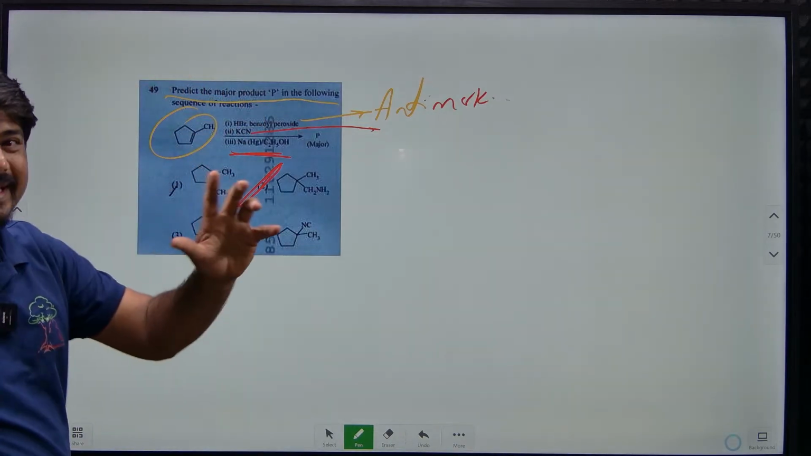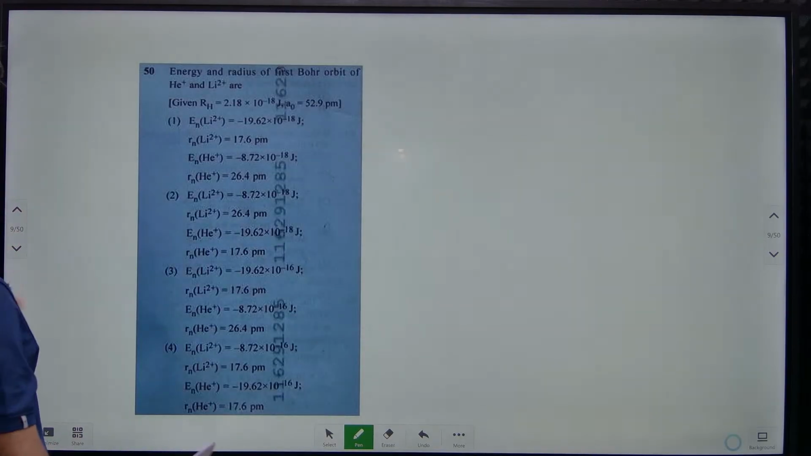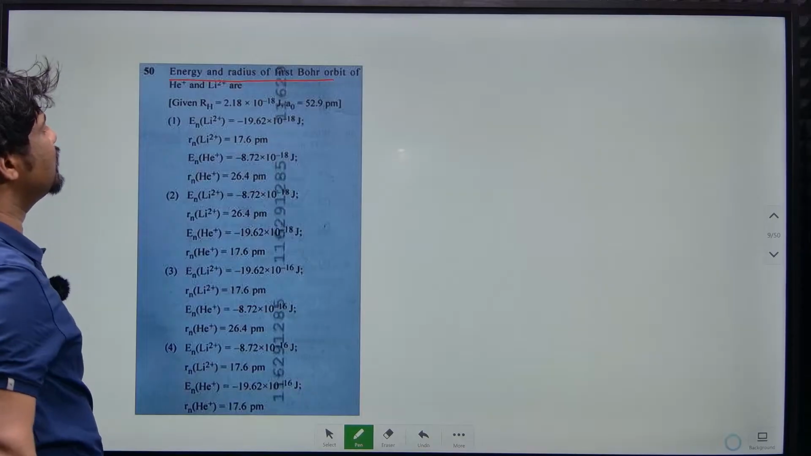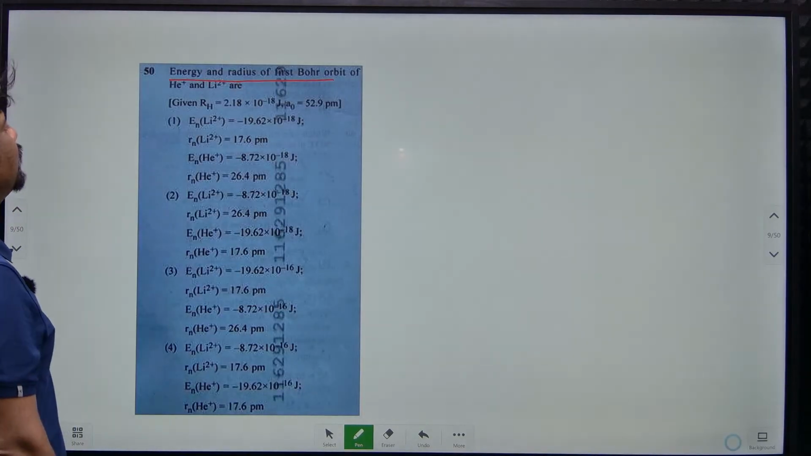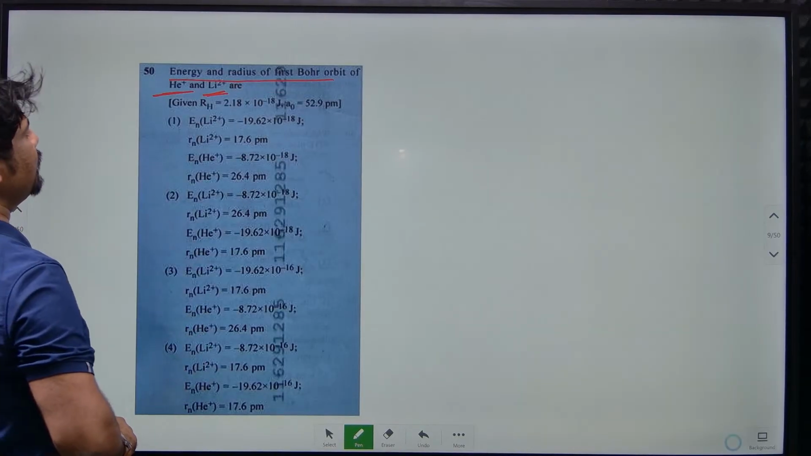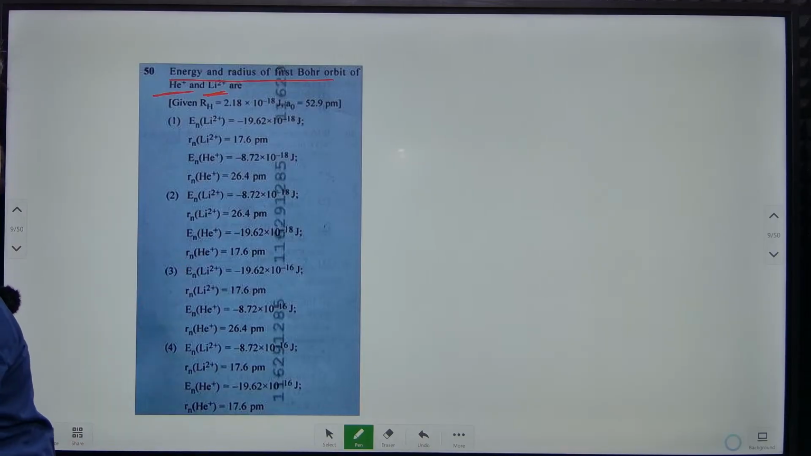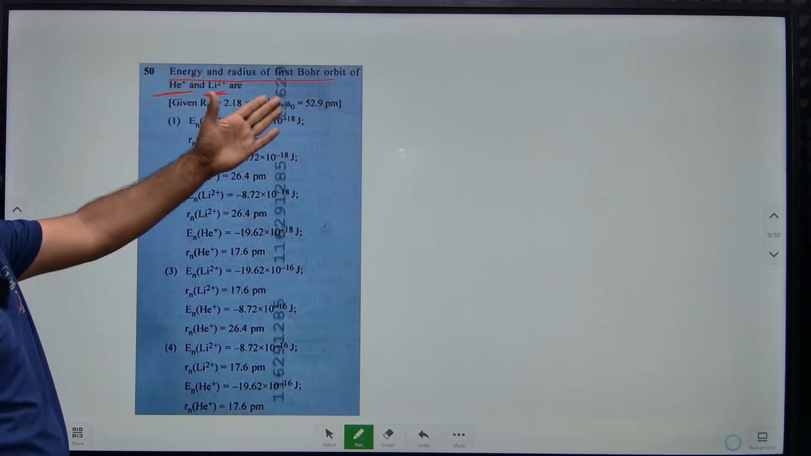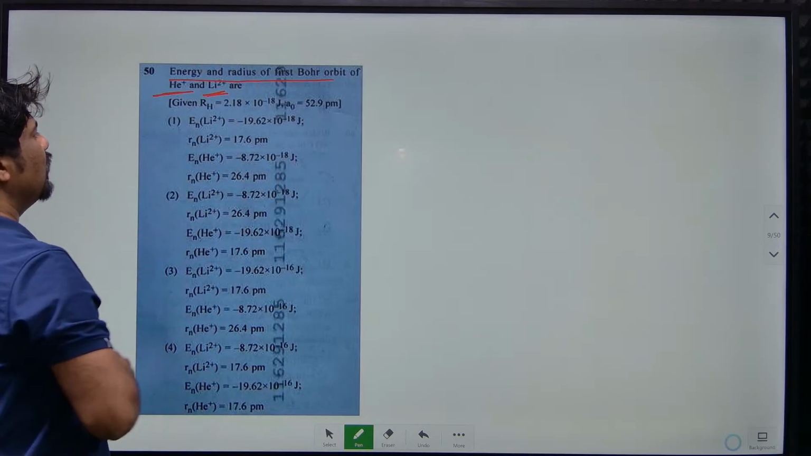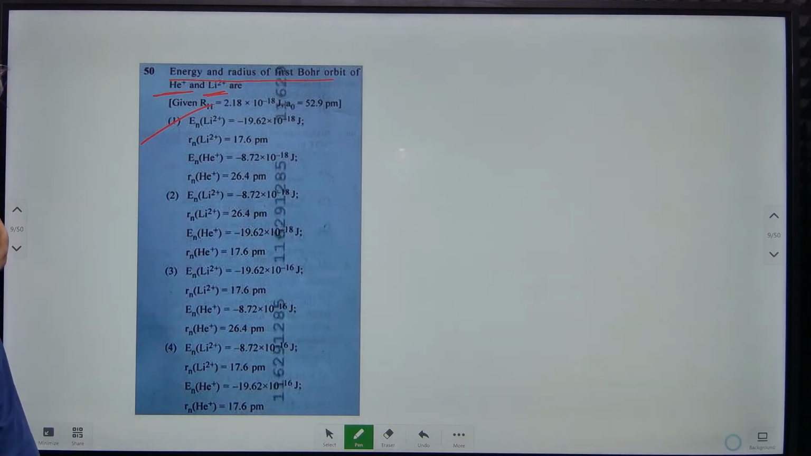Today I am going to give only the key answers with keywords. That's it. Well, go to the next problem, problem number 50. The energy and radius of the first Bohr orbit of a helium ion and lithium ion, that is He+ and Li2+. This concept we are going to solve based on the energy and radius of the Bohr orbit by using the formula. Now we get answer 1 as the right answer for the question.